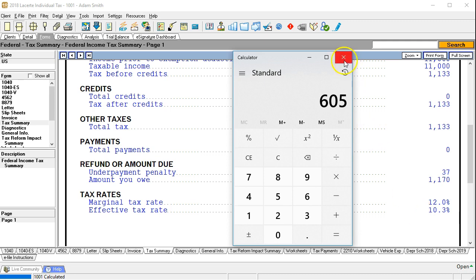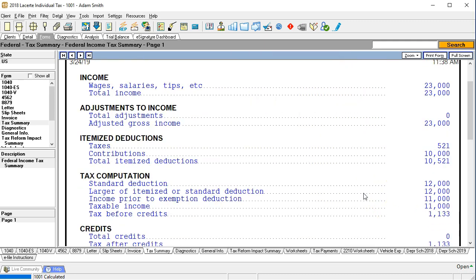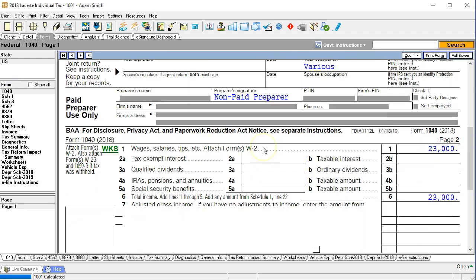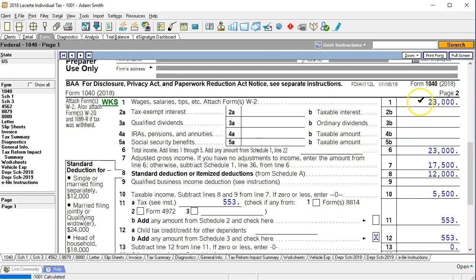So let's say we put the maximum in, then what's going to happen if we take the maximum of 5,500 and put it into a retirement account? The maximum for an IRA would be 5,500. Let's say we put 5,500 into the IRA. Then if we go back to our 1040, we can see that we have the 23,000 still of income.